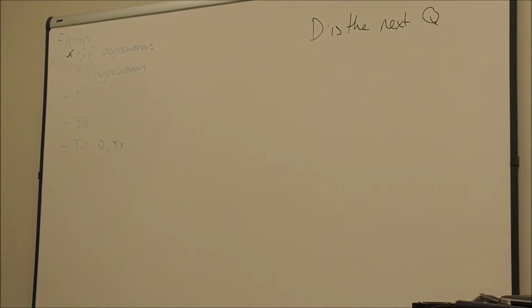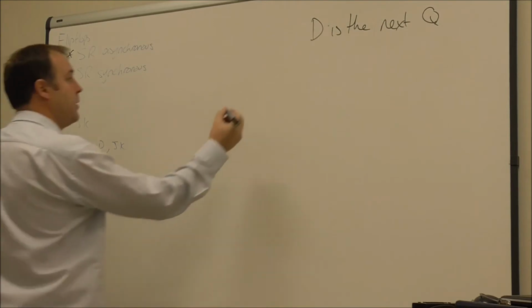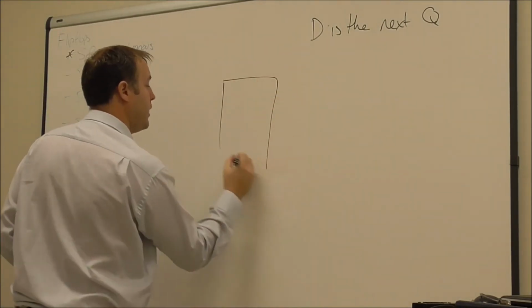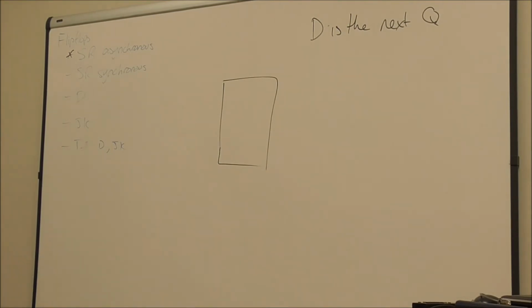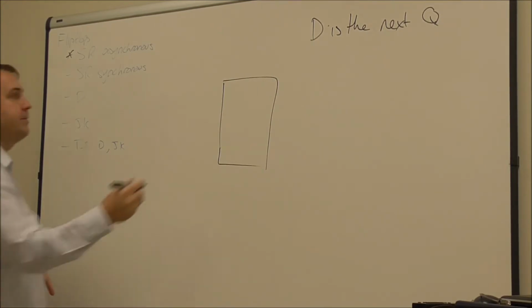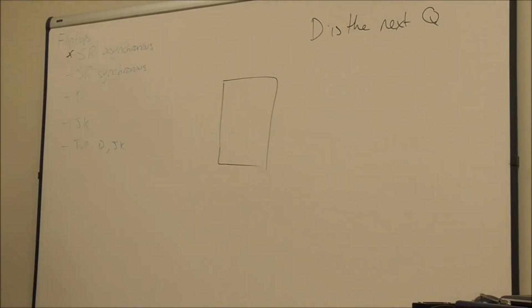And the final main type of flip-flop that we're going to look at is called a JK type flip-flop. Now, a JK type flip-flop is a bit like a mix between the asynchronous SR type flip-flop and the synchronous SR flip-flop. Okay? So we actually have 4 input pins on this one.